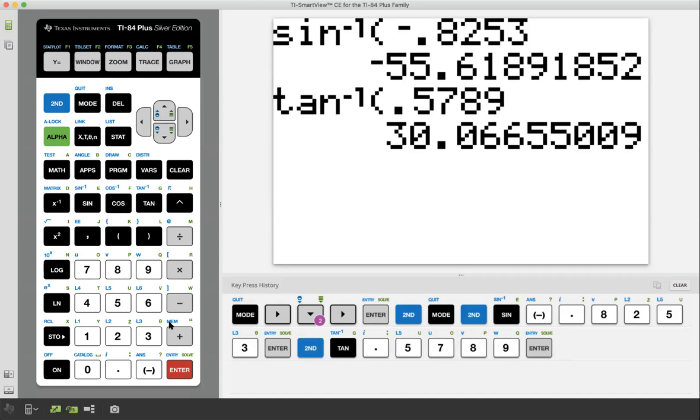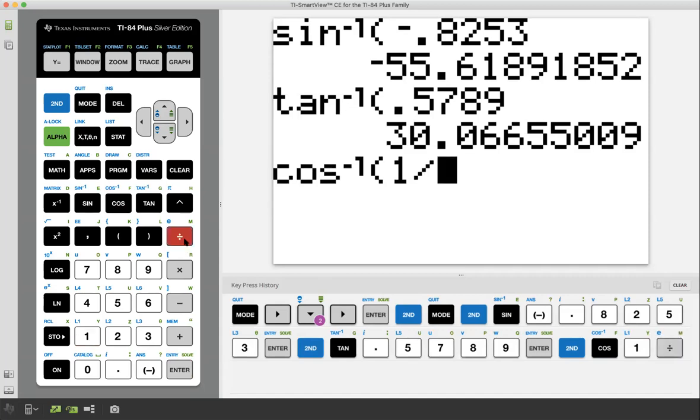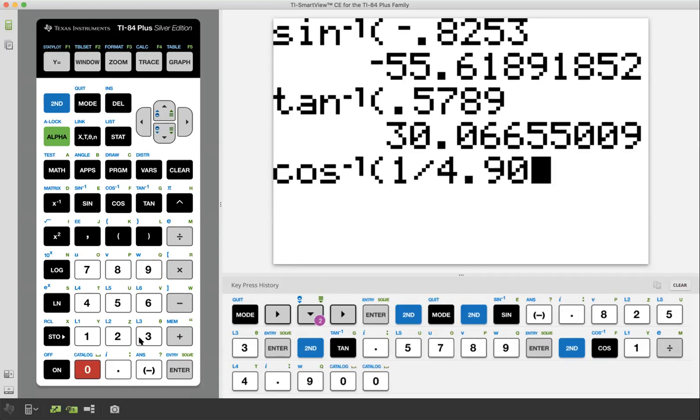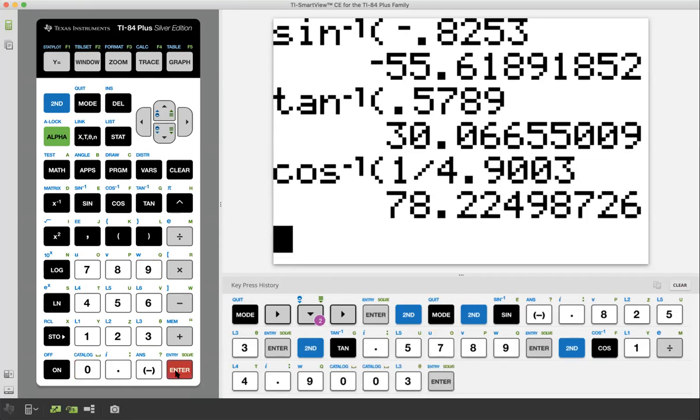So the next one is secant inverse of 4.9. Remember, secant is the reciprocal of cosine. So what I'm going to do here is second cosine, and then inside the parentheses, I'm going to do 1 divided by 4.9003. Okay, so that's your tricky little shortcut, because you don't have a secant inverse button unless you have a super cool calculator that has that, but most don't. Right. But I'm good to go.